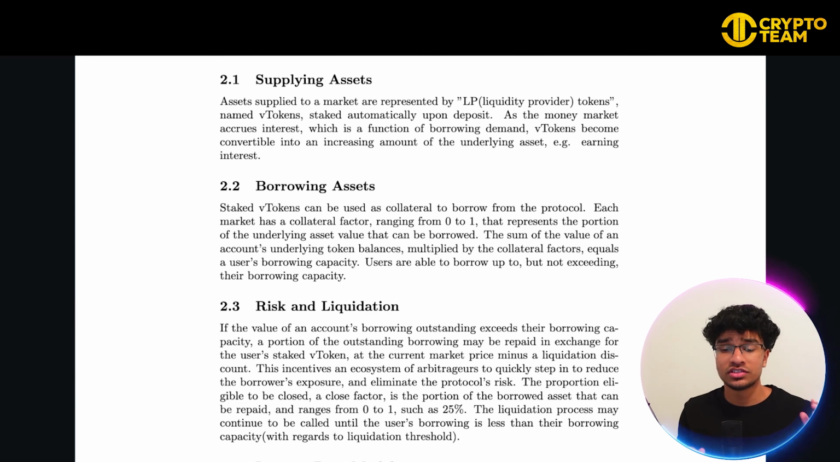Now, the sum of the value of an account's underlying token balances multiplied by the collateral factors equals a user's borrowing capacity. So that's how much a user is allowed to borrow of each asset. Users are then able to borrow up to, but not exceeding their borrowing capacity.